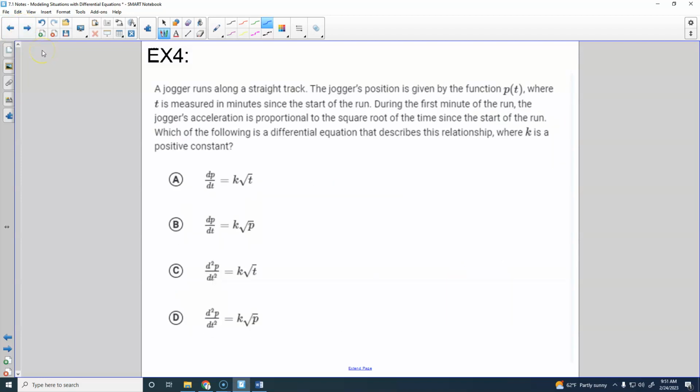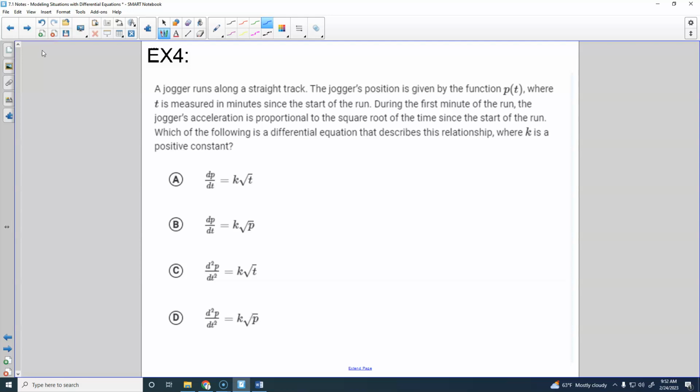All right, let's try another one. A jogger runs along a straight track. The jogger's position is given by the function p of t, where t is measured in minutes since the start of the run. During the first minute of the run, the jogger's acceleration is proportional to the square root of the time since the start of the run. Which of the following is a differential equation that describes the relationship where k is a positive constant?